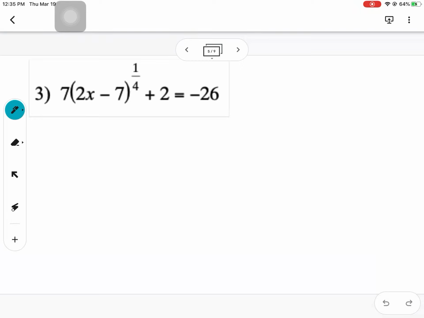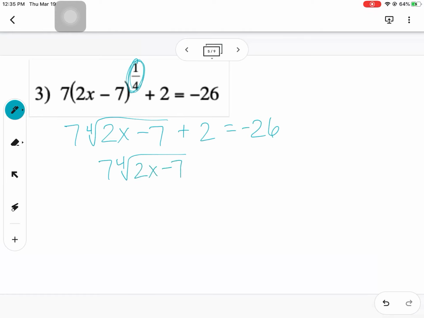Number 7 looks different, but what I will remind you, this 1/4 exponent is the exact same as the 4th root of 2x minus 7. So anytime you have a rational exponent, just rewrite that as a radical instead. And then again, we want to isolate our radical. So 7 times the 4th root of 2x minus 7 equals negative 28. And then the 4th root of 2x minus 7 equals negative 4.